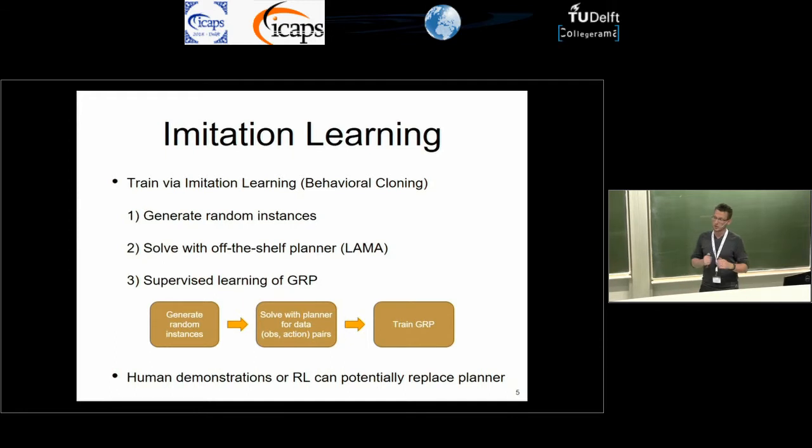The way we chose to train this policy is via behavioral cloning, and we do so as follows. We generate some random instances. We solve them using some off-the-shelf planners, such as LAMA. And then we train the GRP to output the same mapping from an observation to an action. Note that for the second step, we're not limited to using a planner. This can be any black box planning algorithm. It could be a human, or another robot in a different warehouse.